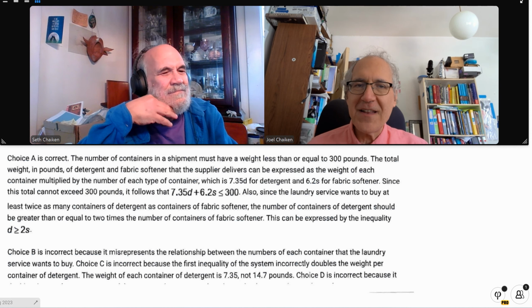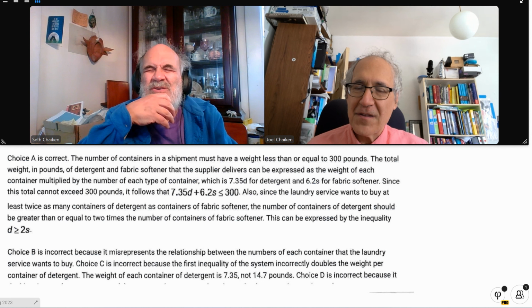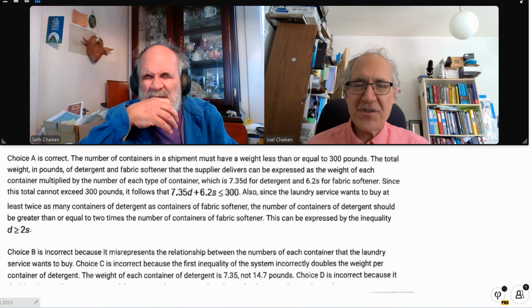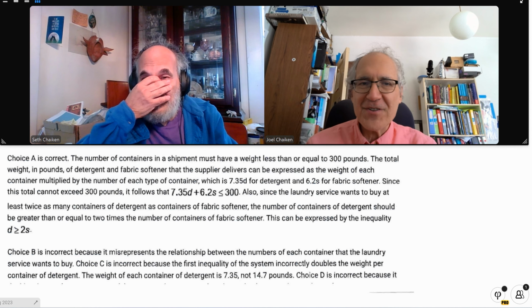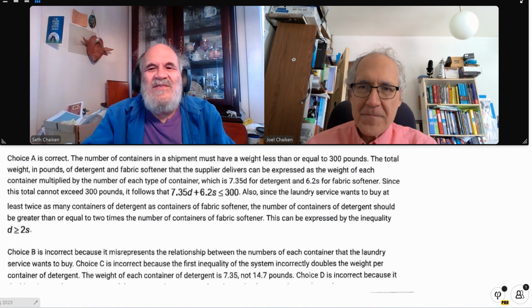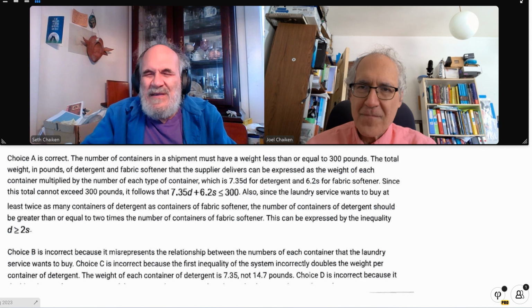Do people speak like that? Is this an obtuse way of talking? Well, twice as much detergent as fabric. Twice as many containers. You want more detergent. Yes, you want more detergent. So detergents have to be bigger than fabric softeners. Yeah, but it seems to be an unnatural way to think. Yes, it is. Because every customer is going to use detergents.